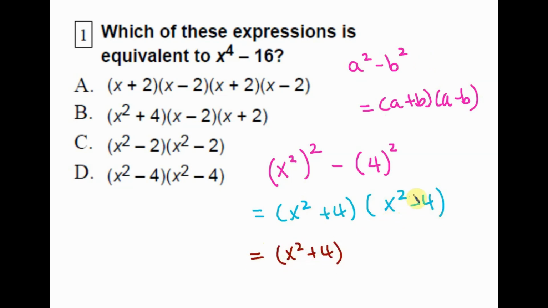However, when it becomes x squared minus 4, now my a is going to be x, where b is going to be 2. In this case, I will have x plus 2 times x minus 2. Which is going to be your part B, where just x minus 2, x plus 2 has been switched.